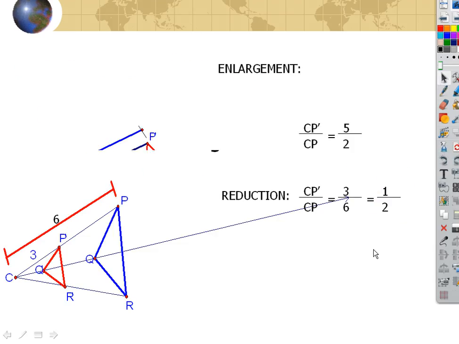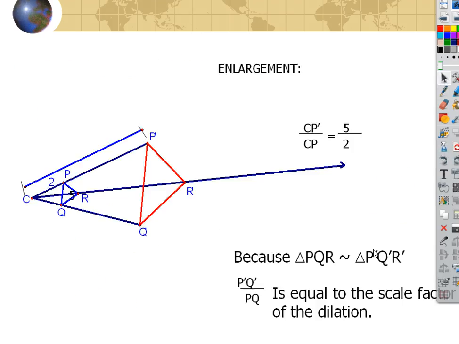Okay, that was a reduction. Let's look at an enlargement. If we're starting blue and ending red, it looks like this blue shape is moving sort of towards us from point C, right? We see that? Okay. What about the scale factor? All I have to do is find, now this one got kind of messed up. The 5 doesn't show up. 5 ended up down there. But that distance is supposed to be 5.